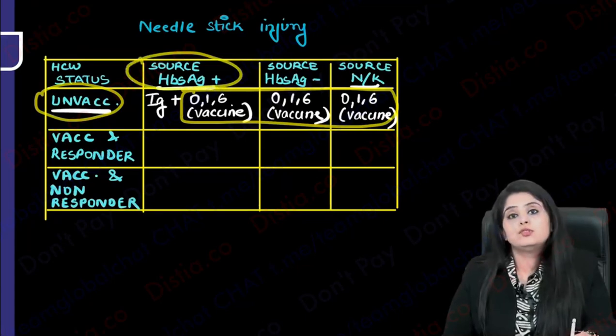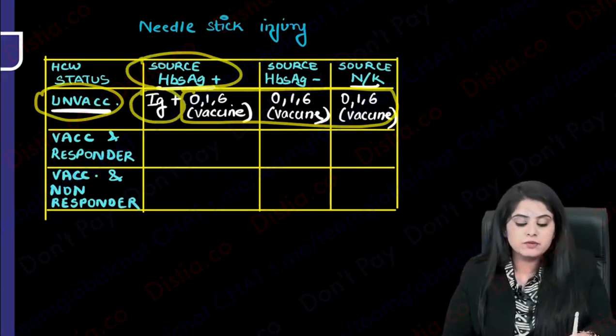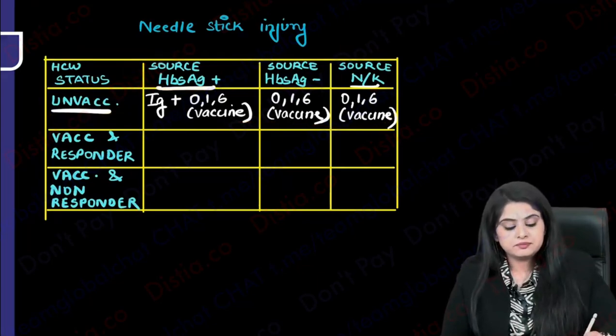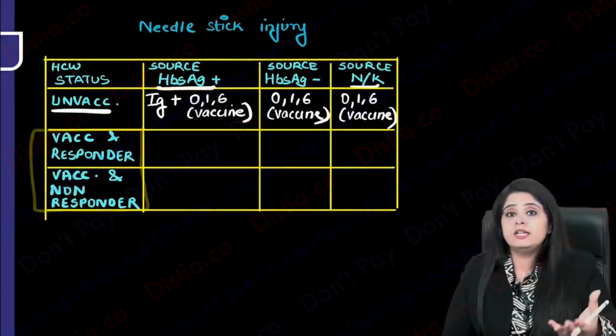But if your source was known, you have to take extra precaution. You also give him immunoglobulin. Sorted? Okay. Coming to the next, which is most commonly what you guys will see.